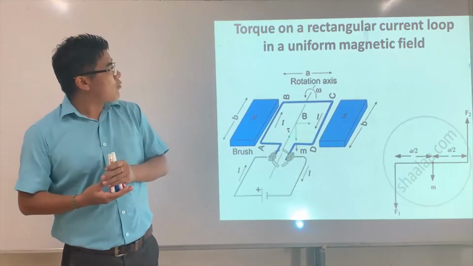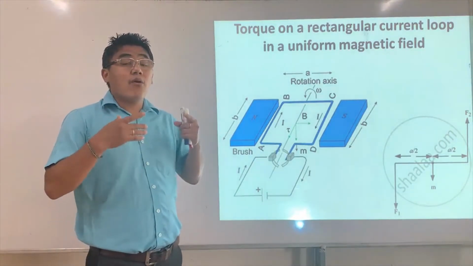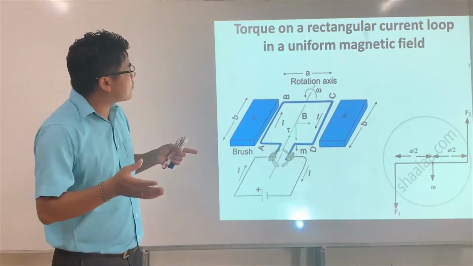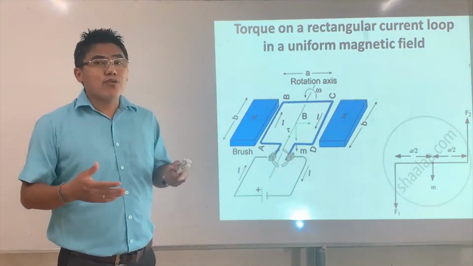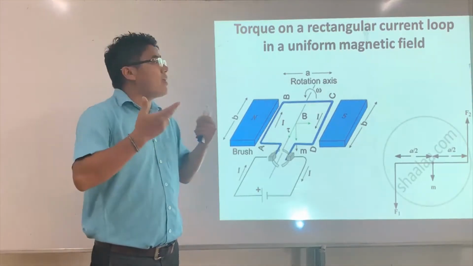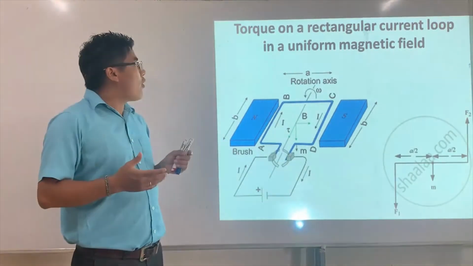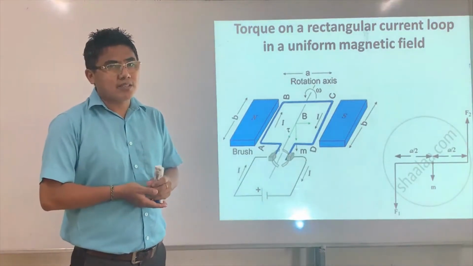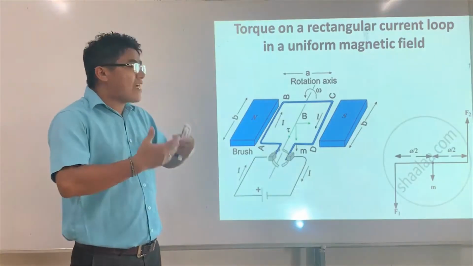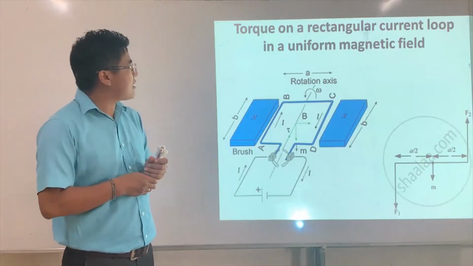Now, instead of a current-carrying conductor placed in a magnetic field, I am going to put a rectangular current loop in a uniform magnetic field. We would like to see what is going to happen if we place a rectangular current loop in a uniform magnetic field, and later what kind of role this rectangular current loop plays.